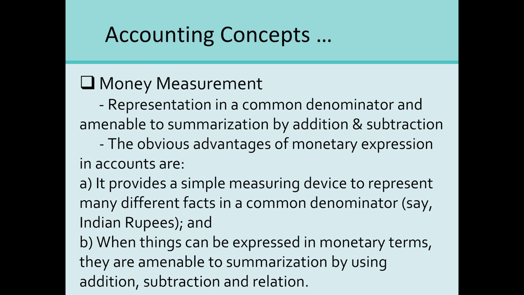And so when things can be expressed in monetary terms, then you can add and subtract and arrive at one value. Otherwise it's impossible to arrive at ki, I have 1 cow, 1 goat, 85 bags of rice, some bags of dal and some bags of, right? Are you getting the point? So money measurement is important.